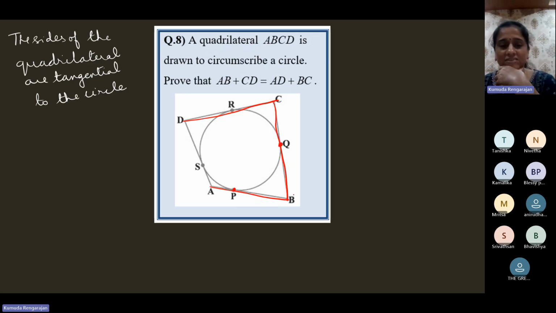AB is a side of the quadrilateral, and it's a tangent to the circle at P. BC is a side of the quadrilateral, and it's a tangent to the circle at Q. CD, side of the quadrilateral, tangent to the circle at R. AD, side of the quadrilateral, tangent to the circle at S. So we say that the sides of the quadrilateral are tangential to the circle. P, Q, R, and S are the points of contact.